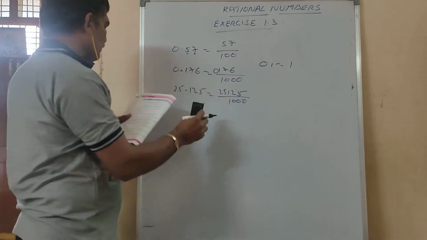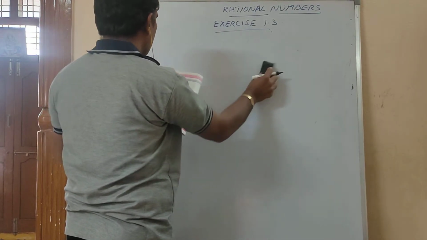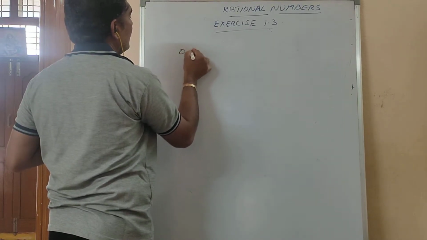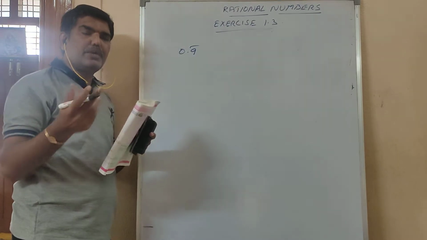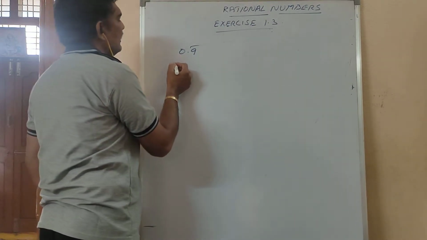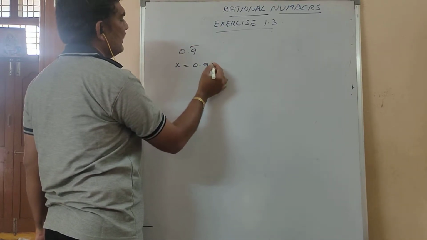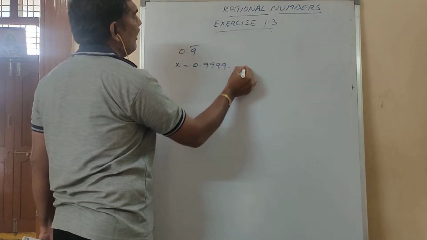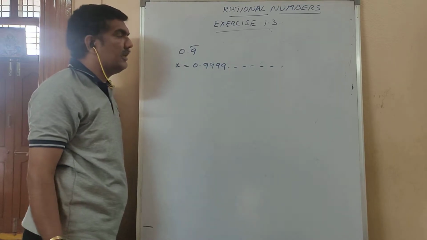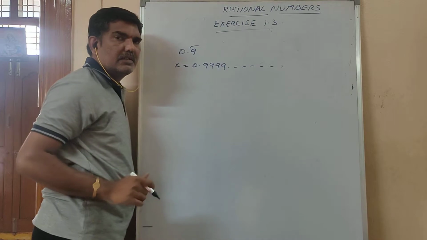Next, second question. This you already did in 7th class. 0.9 bar. What do you have to do? You have to convert it into P by Q form. So x is equal to 0.9 bar. This bar means this 9 will keep on coming. It is called a recurring decimal. You assume this 0.9 bar as x.